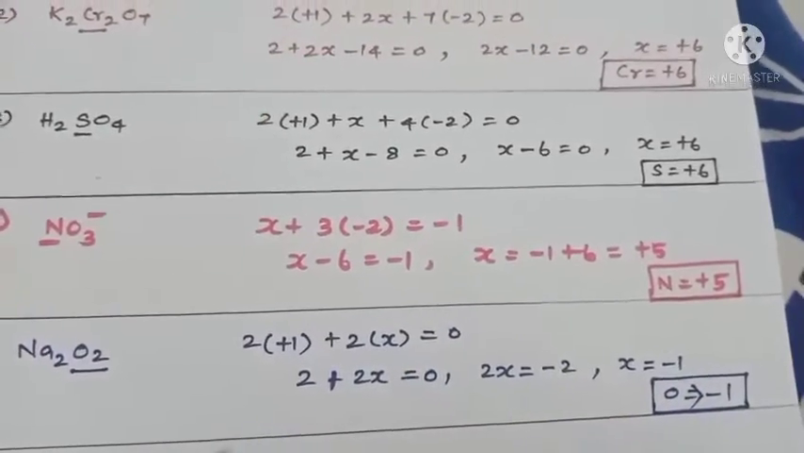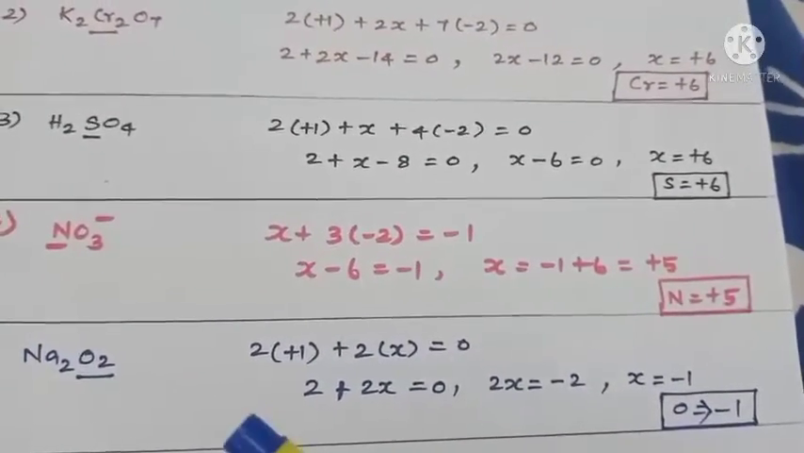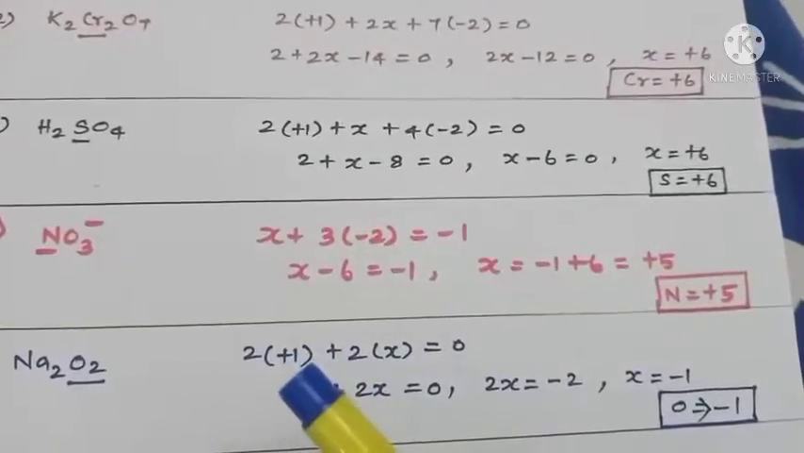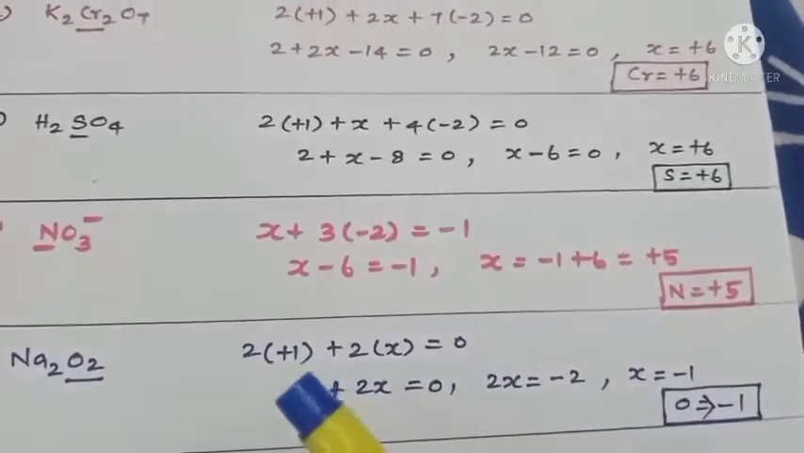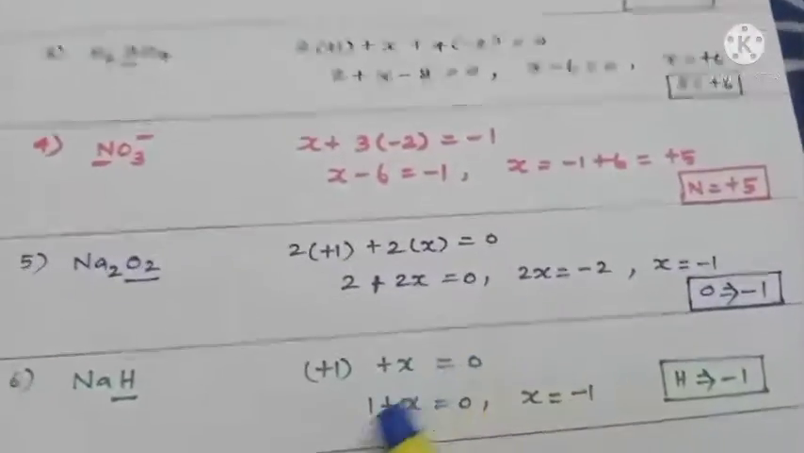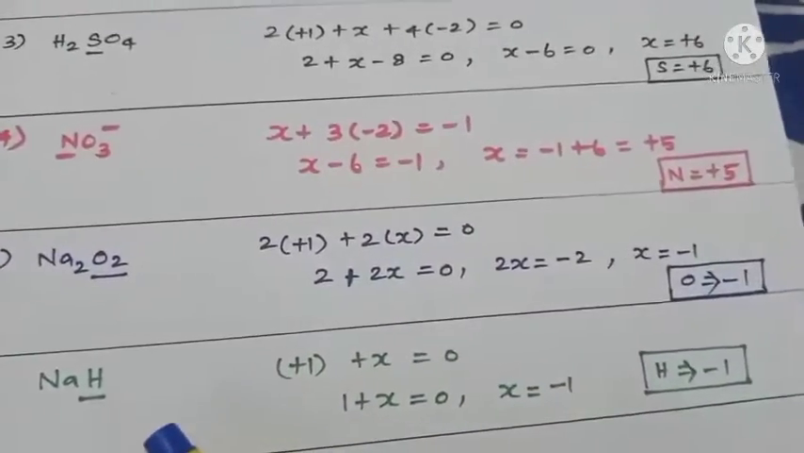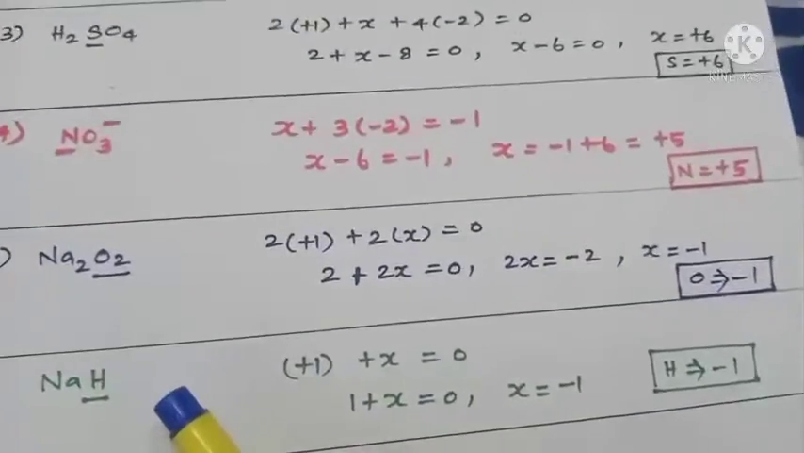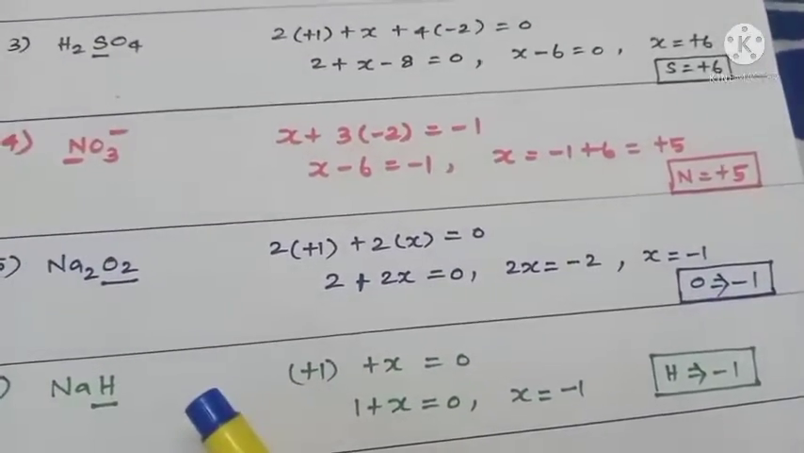You know very well that in the rule we discussed, oxygen's common oxidation state is -2 except in peroxides. In peroxides it has a -1 oxidation state. The next compound, sodium hydride, NaH. It's an alkali metal hydride. It is a metal hydride. This is also an exceptional case, isn't it?